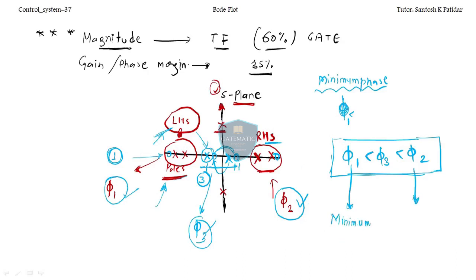If your poles and zeros are in the RHS, they will provide non-minimum phase. Non-minimum phase we call it. And what about this phi 3? This phi 3 will be in between phi 1 and phi 2, and this type of system we call the all pass system. Okay, later we will discuss this, don't worry.